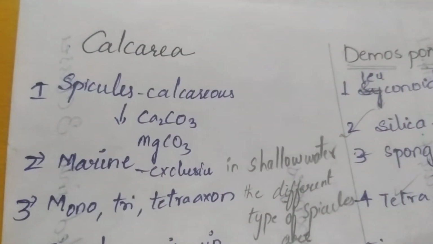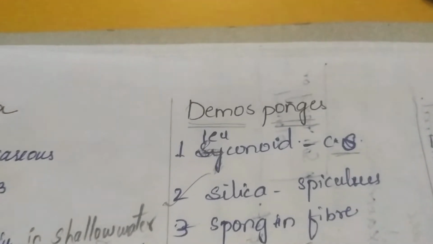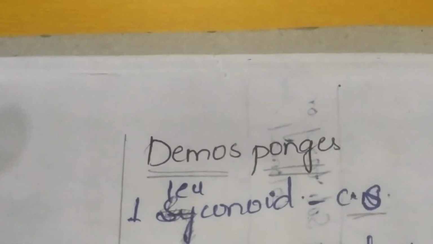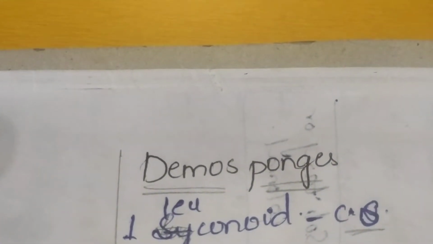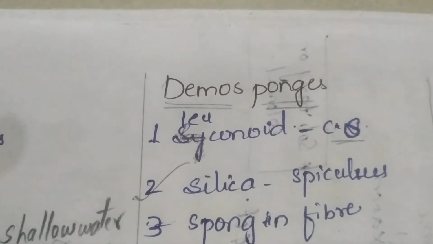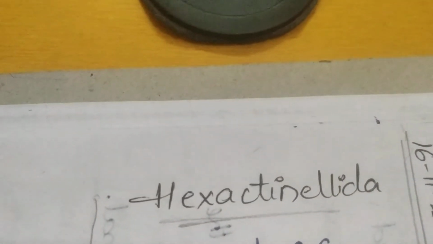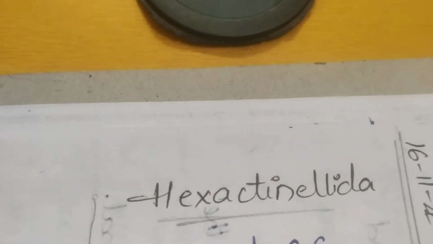Calcarea has what type of canal system? It can be syconoid, leuconoid, asconoid. And this, which type is this? Look at the name, Demosponges. S is coming, so syconoid system is not present. It is the opposite. Leuconoid type of system is present. And if you talk about Hexactinellida, it has a letter L, so you will think leuconoid type of system is present, but it is not. It is syconoid, the opposite of this.